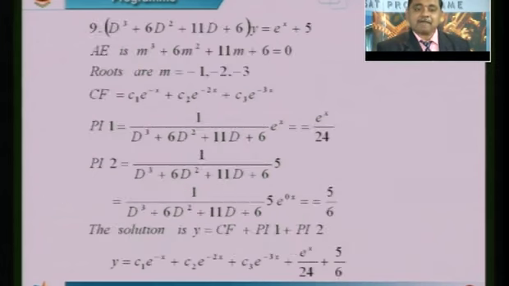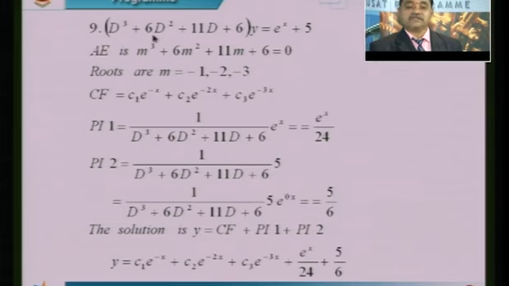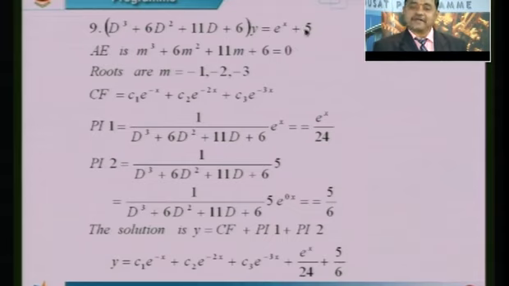Let us see as an example a third order equation. See the equation: D cube plus 6D square plus 11D plus 6, into y, is equal to e power x plus 5. This is very important. They give only a constant, there is no e power along with this. In type 1 and 2 you will get this. Whenever you get a constant, you say it is e power 0x: 5 into 1, and I can take the 1 as e power 0x.